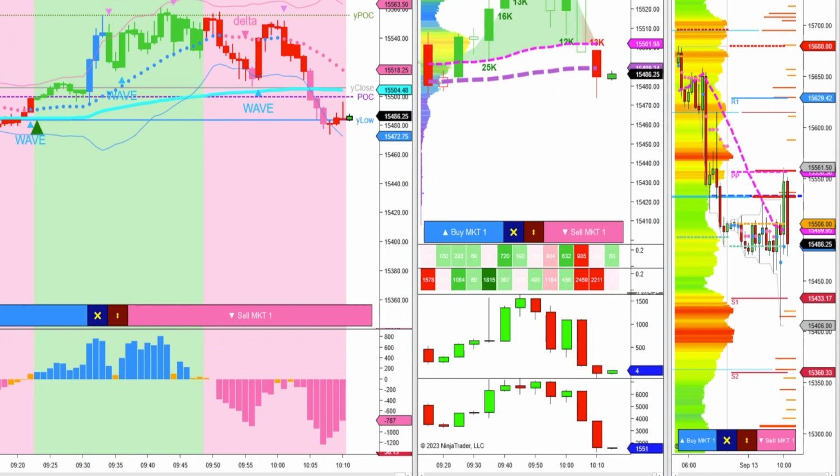I remember I tried Top Step when they first came out. Way back in the day, I never actually passed the Top Step Combine. I felt their rules were a little too crazy. I tried 1UP Trader, got a funded account with them. And then I tried Lilu, got a couple funded accounts with them. Lilu is where I heard about Apex.